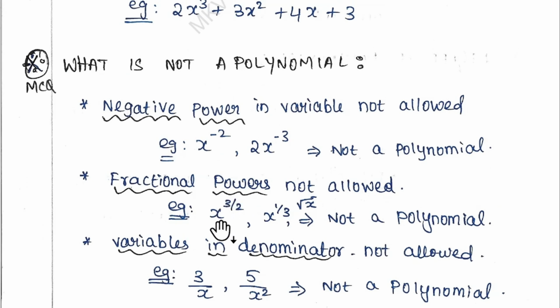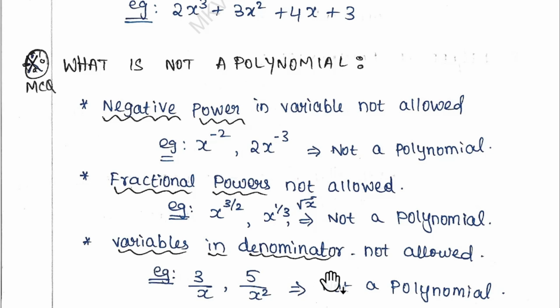When there is a fractional power on the variable, so x to the power 3 by 2, x to the power 1 by 3, also the root values of x or y in a variable. For example, root x means x to the power 1 by 2, right? What is root x? You can write it as x to the power 1 by 2. So root values of a variable, and fractional powers in a variable, are not a polynomial.